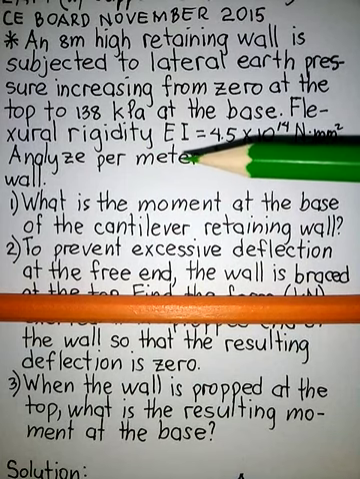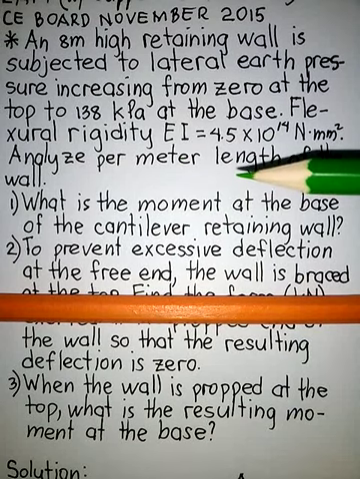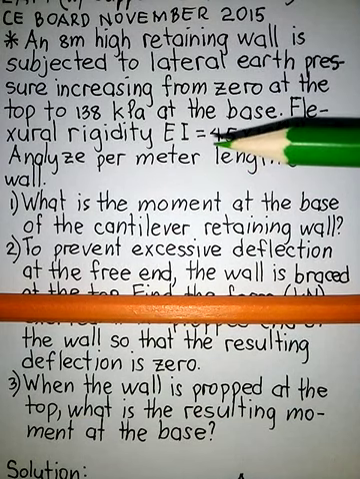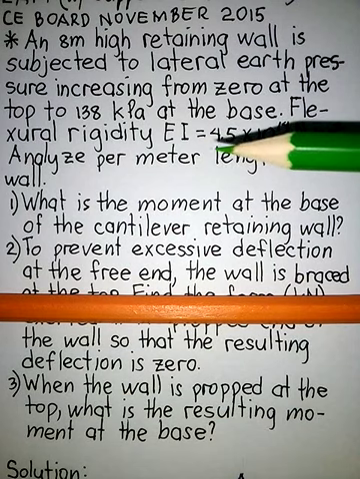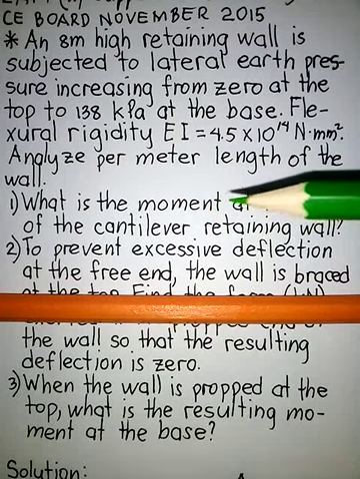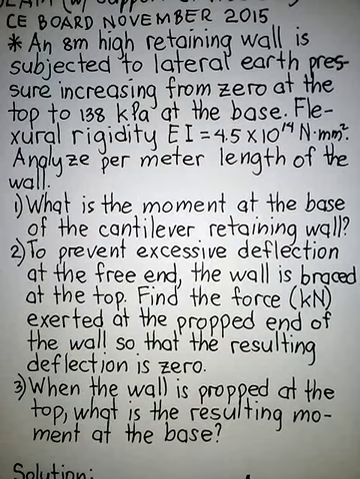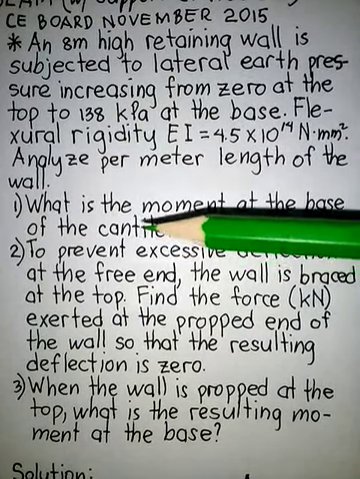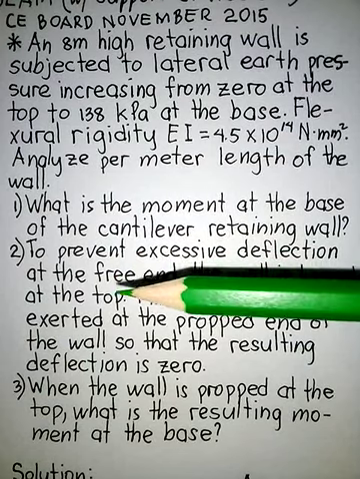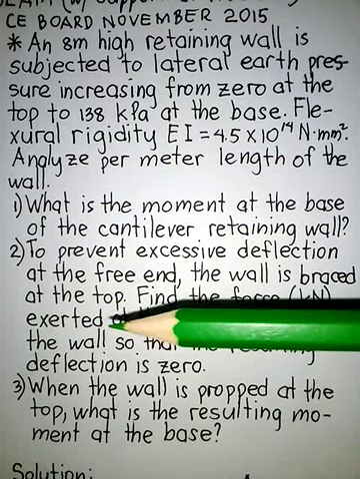Flexural rigidity EI is equal to 4.5 times 10 to the 14 Newton millimeter squared. Analyze per meter length of the wall. Number 1. What is the moment at the base of the cantilever retaining wall? Number 2. To prevent excessive deflection at the prop end, the wall is braced at the top. Find the force in kilonewton exerted at the prop end of the wall so that the resulting deflection is 0. Number 3. When the wall is propped at the top, what is the resulting moment at the base?